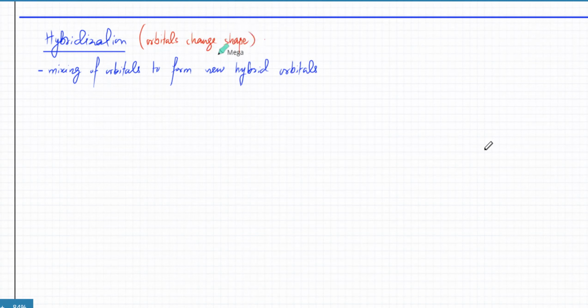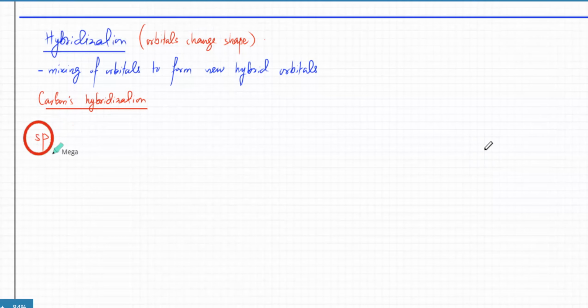So we're going to focus on carbon's hybridization. And carbon has three types of hybridization. The first one is sp3 hybridization. Now, what is sp3 hybridization and when does this happen? That's the first one.